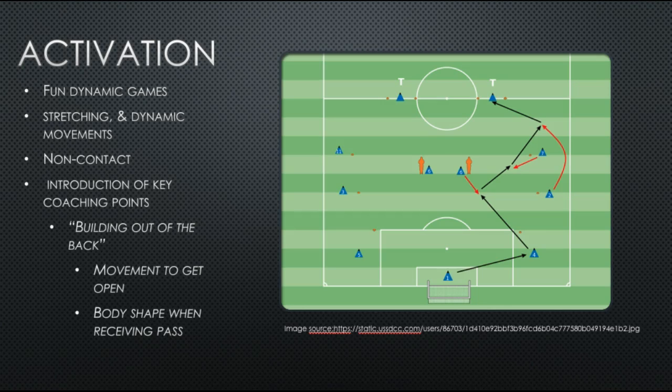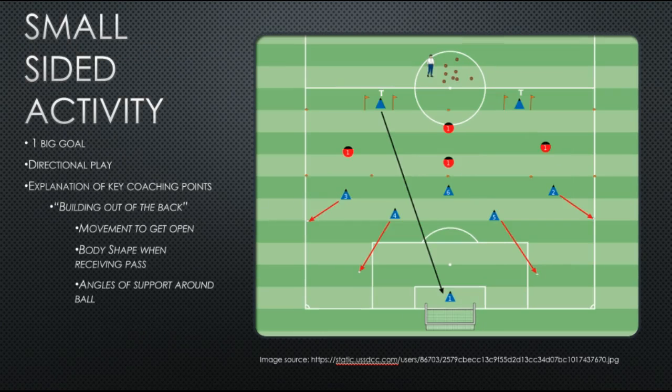For example, the image on the right is a session created by myself with the topic being building out of the back. The main coaching points were movement to get open and body shape when receiving the pass. The small-sided game is a portion of the session where contact is allowed and emphasis on coaching points is increased.